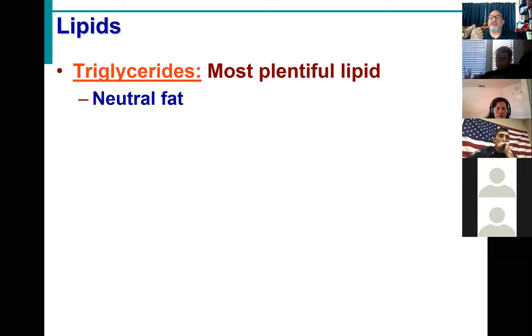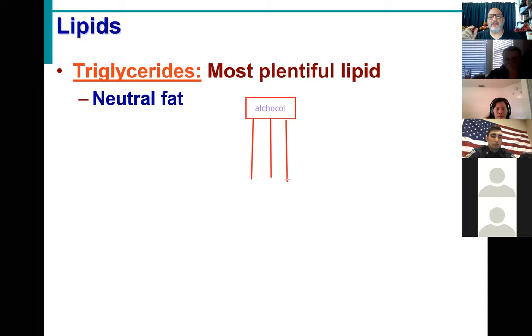The most common lipid found in the body are what are known as triglycerides, or what we commonly refer to as neutral fats. A triglyceride has a fairly simple shape. Basically, what it has is an alcohol. And off that alcohol, it has three fatty acid tails. These fatty acid tails are comprised almost entirely of carbon and hydrogen molecules.